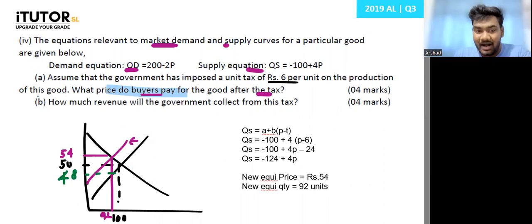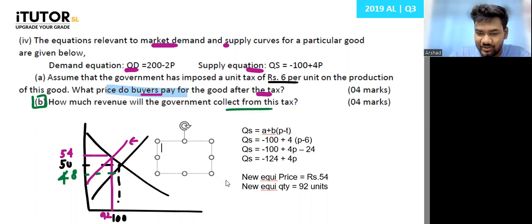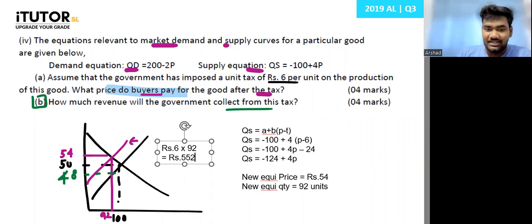Don't worry. Part B. How much revenue will the government collect from the tax? Simple, no, guys. Per unit, they are charging a 6 rupee tax. How many units are sold in the market? 92. That's the new equilibrium quantity. So government tax revenue is 6 into 92. How much is that? Rupees. Give me a number. 92 into 6. 552. Now, that's the government tax revenue.